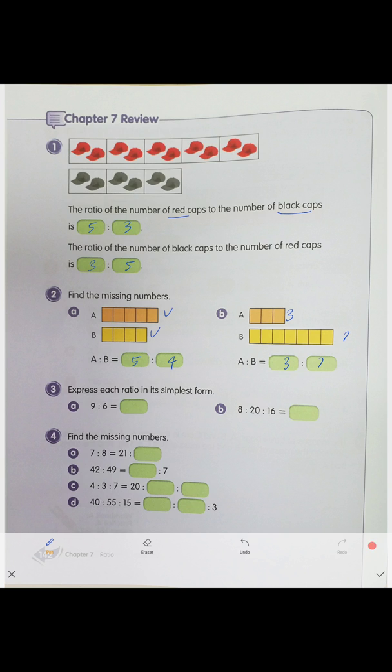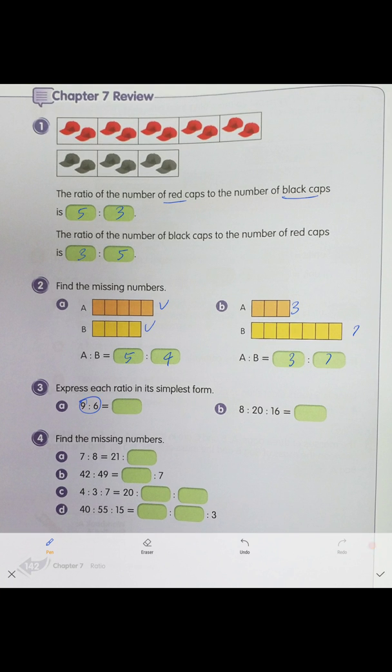Number 3, write each ratio in the simplest form, right? 9 to 6. How can we simplify this? We can divide everything by 3, right? And it's going to be 3 to 2.